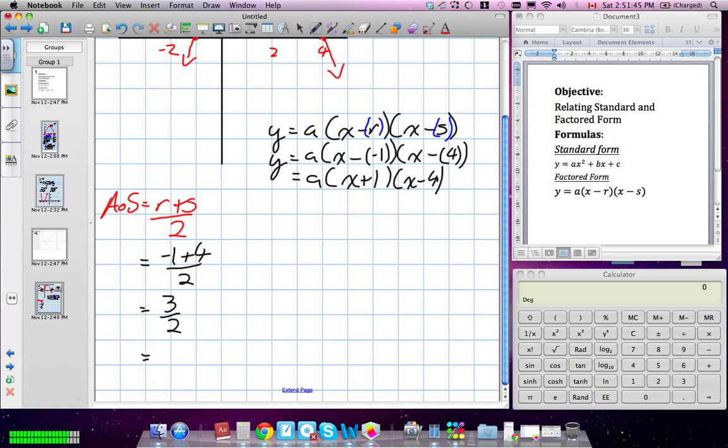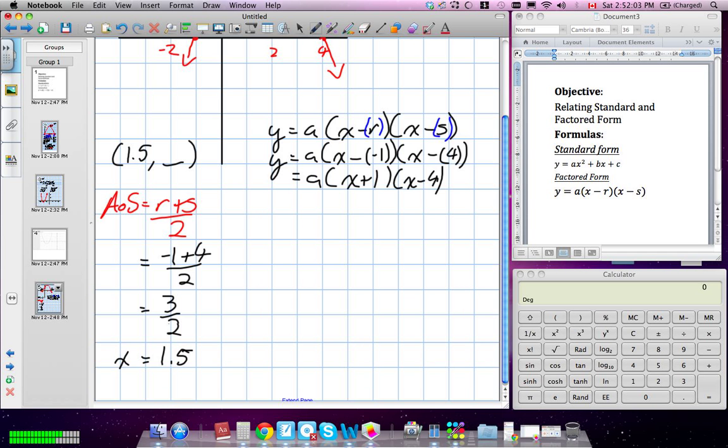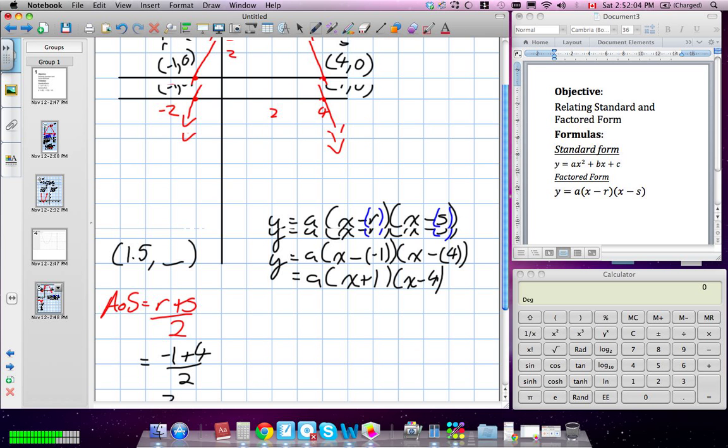We got to find the y value. How can I find the y value? Plugging in 1.5 into x. Now the problem is we don't know what the a value is here. Sorry, I made a mistake. We actually didn't have to go this far. It doesn't matter. We still knew some stuff, which was good.